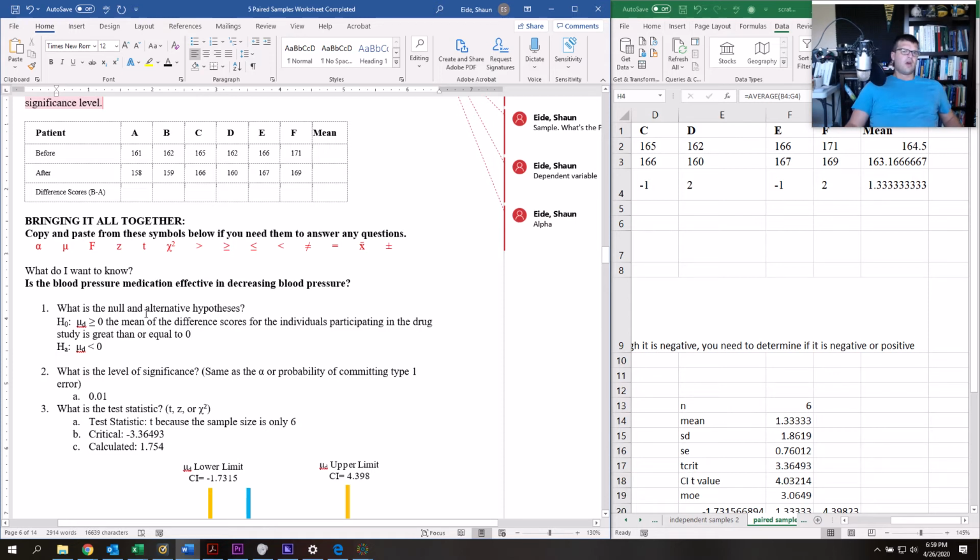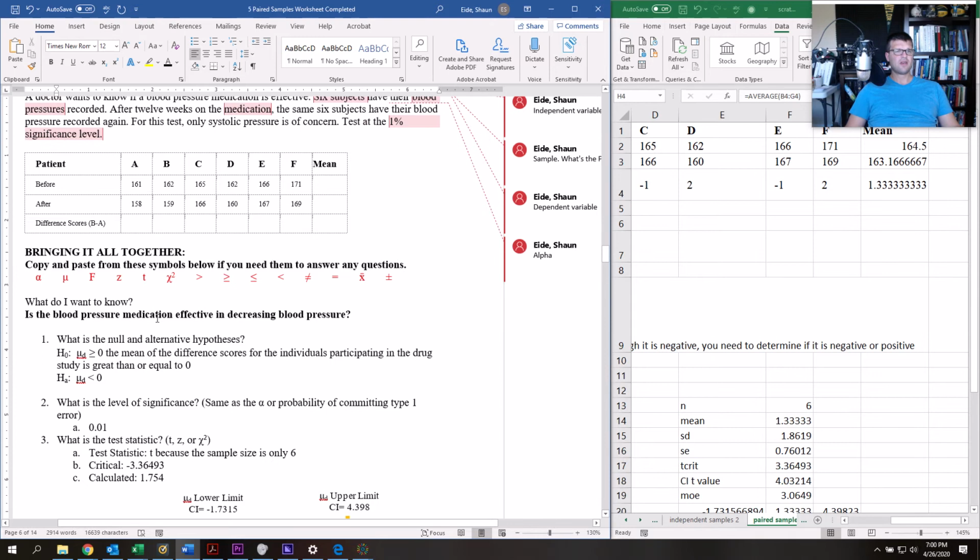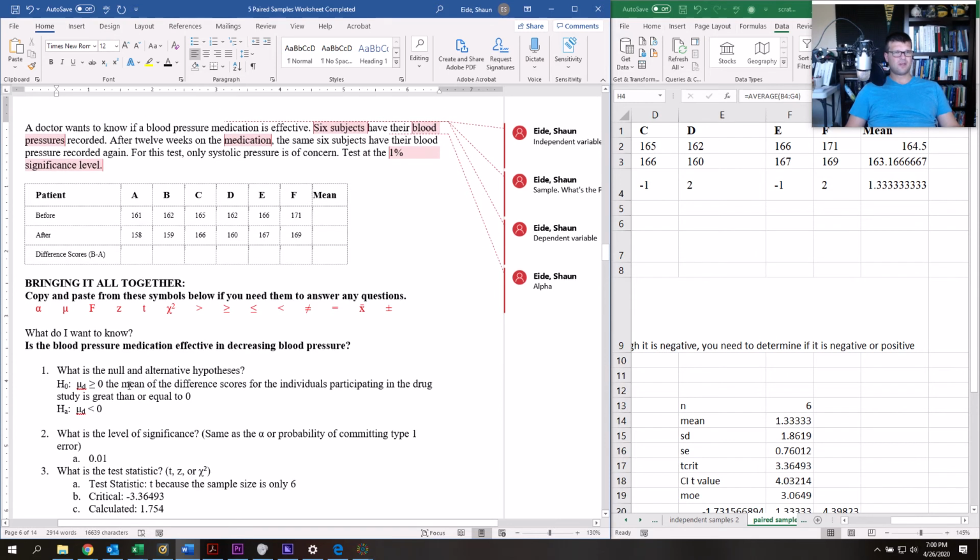What this means is that the null hypothesis is saying that the difference between before and after, that the after score will actually be above the before score. That's saying that there is no difference. That's for the null hypothesis. And the reason why it's above is because when you have blood pressure medication that's effective, it lowers blood pressure.